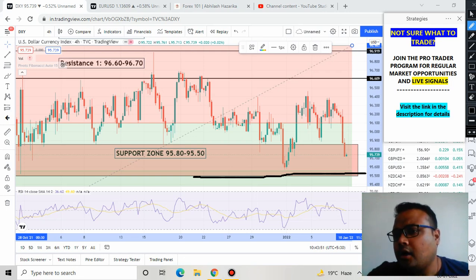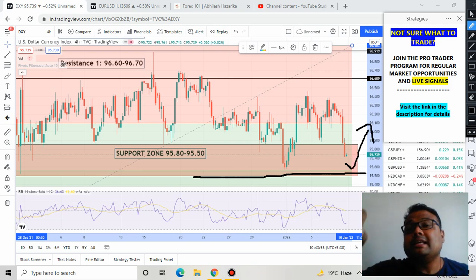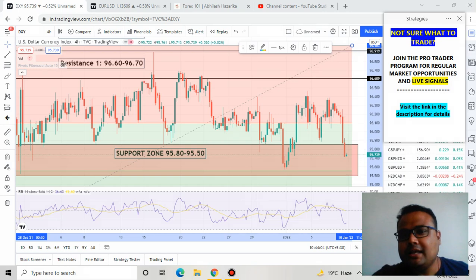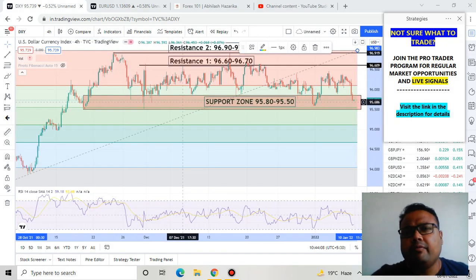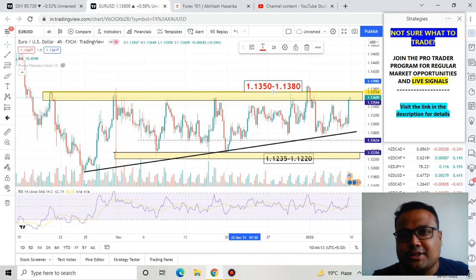So if dollar bounces after the market opening, then obviously we will see selling on Euro USD again. After all, both the charts are in a tight narrow range. So keep your eyes on the chart of DXY, because DXY's movement will be very crucial for Euro USD as well. Now let's focus on the chart of Euro USD.